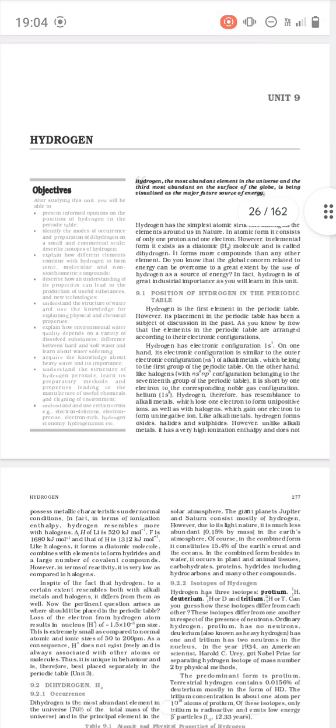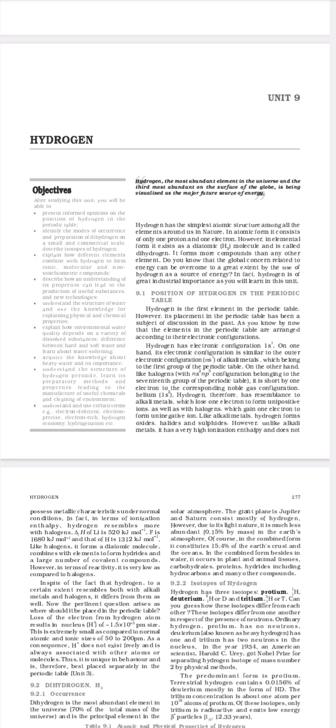So these are the objectives of this chapter. After studying this unit, you will be able to present informed opinions on the position of hydrogen in the periodic table, identify the modes of occurrence and preparation of dihydrogen on a small and commercial scale, describe isotopes of hydrogen, explain how different elements combine with hydrogen to form ionic, molecular, and non-stoichiometric compounds. Describe how an understanding of its properties can lead to production of useful substances and new technologies.